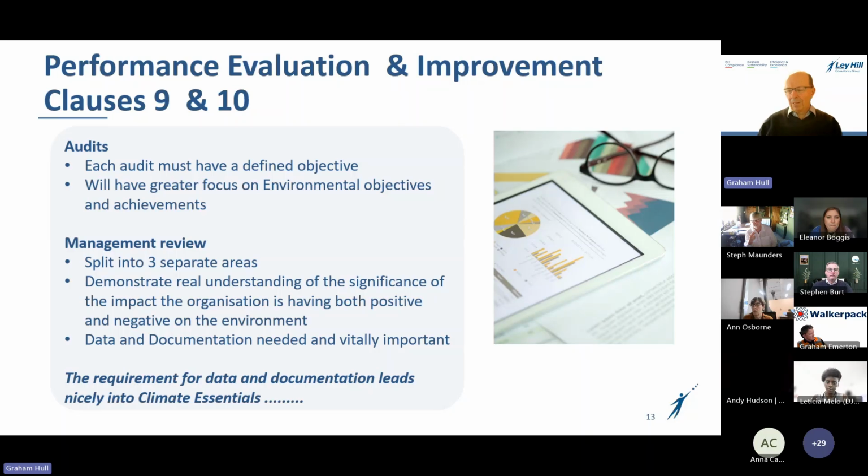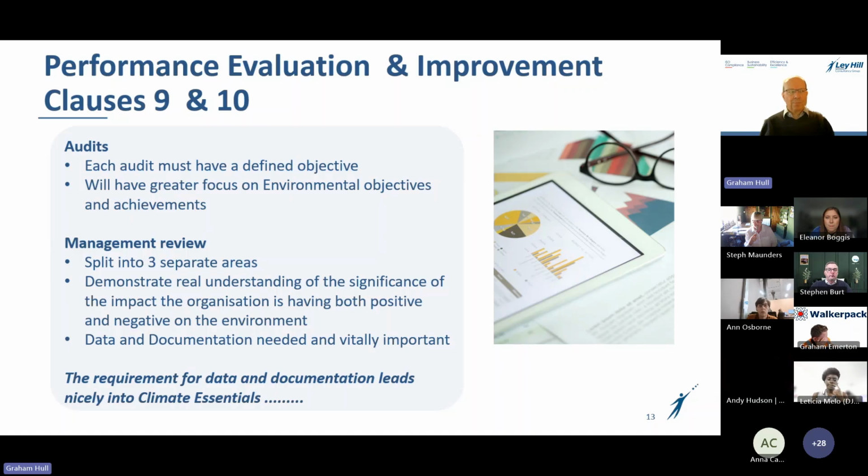And lastly, and you'll be pleased to know I'm going to hand over in a moment and I'll stop talking, but in performance evaluation improvement, clauses 9 and 10, a few minor changes here. Audits must have a very defined objective. We always used to say when we did an audit, they had to have a scope and what you're going to do. But now, what's the objective of doing the audit? You've got a bit more now to say, why are you doing an audit? What are you going to get out of it? And they should have much more focus on the environmental objectives and achievements that you're actually trying to do. So it's actually looking to see whether you can actually do these things.